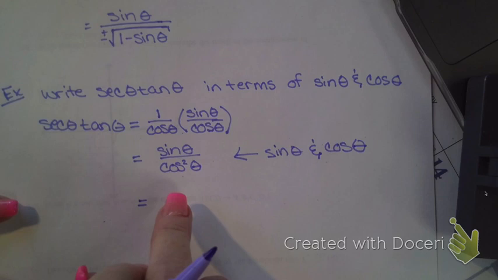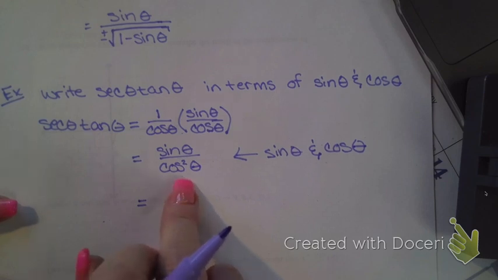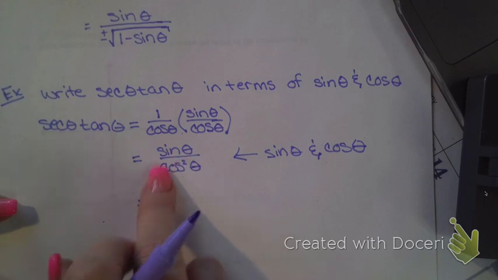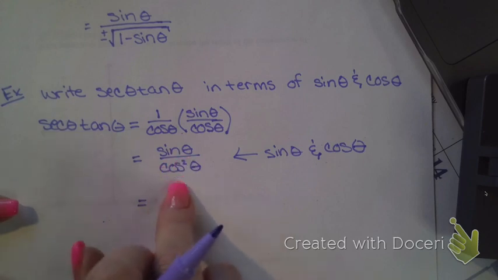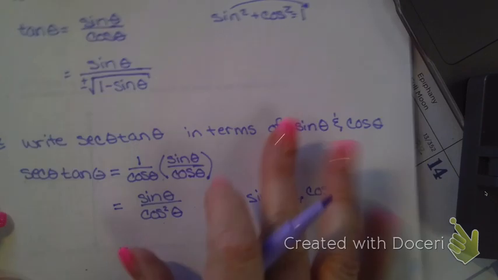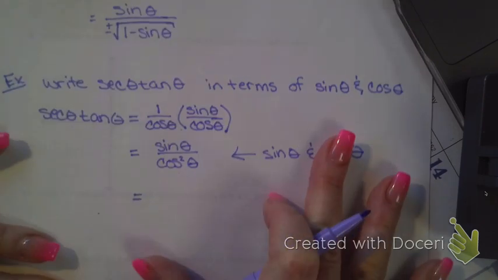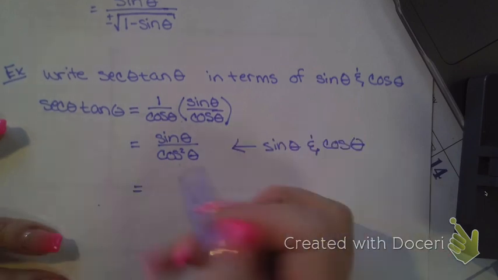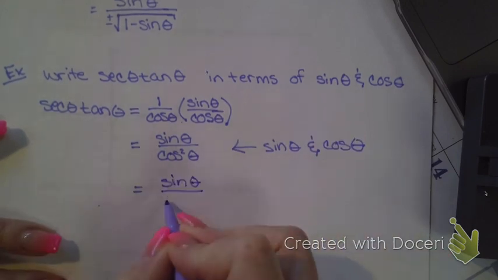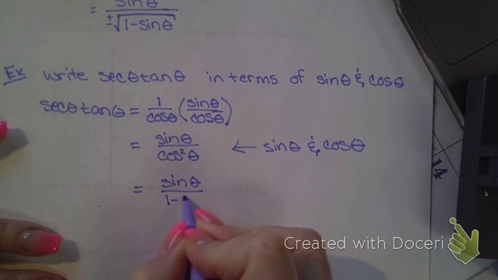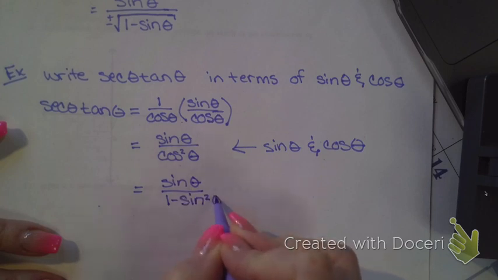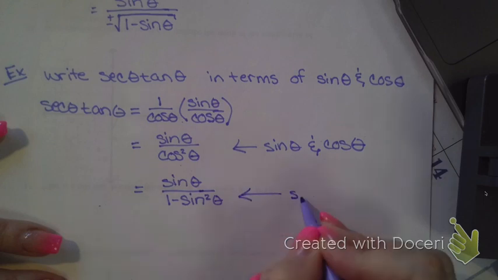So how would I get this just into sine? Just get cosine out. How? Not the reciprocal. What did we just use in the last one? Pythagorean. But this one we don't have to take the square root, do we? No, just 1 minus sine squared. So then I would have sine over 1 minus sine squared. So that would be just in sine.